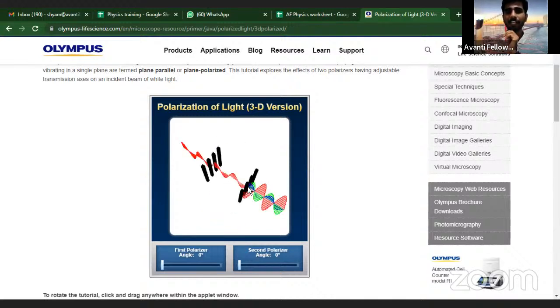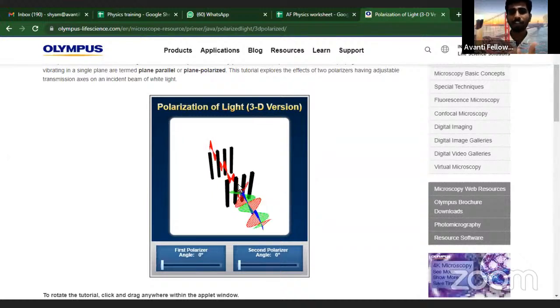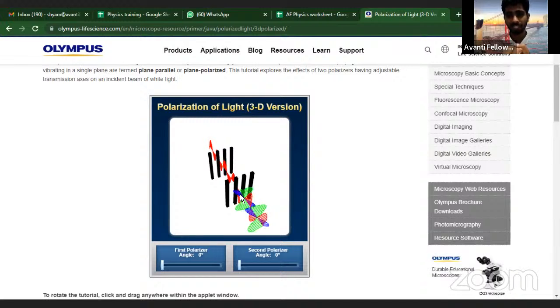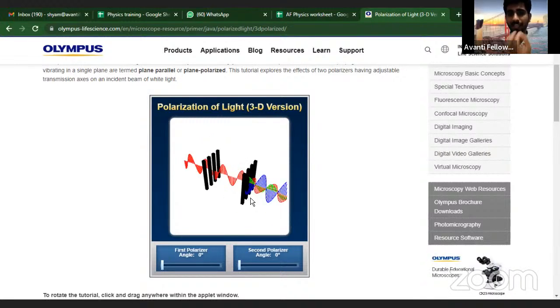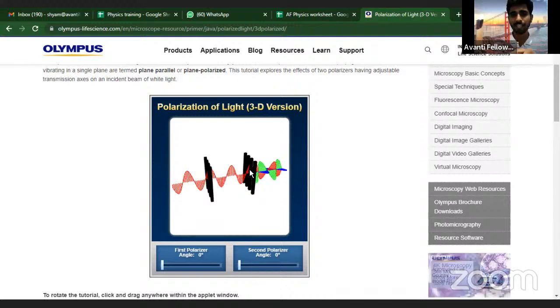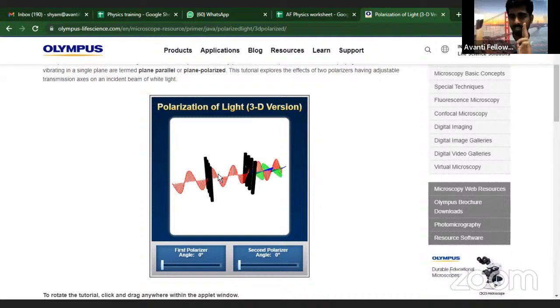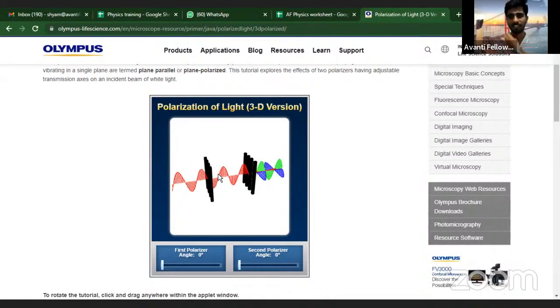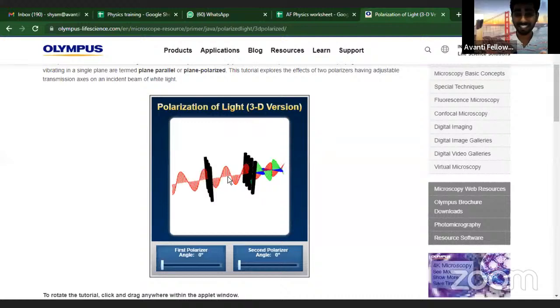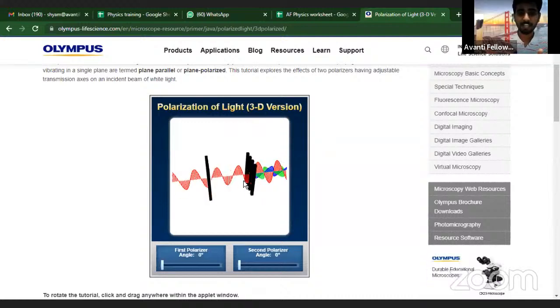Or else we can say this polarizer absorbs the remaining light waves, and it allows only the light waves which are parallel to the slits. Then look what is happening here: only the electric signals, or plane polarized light, are coming. These are the plane polarized light. Okay, next thing, look here, there is one more.